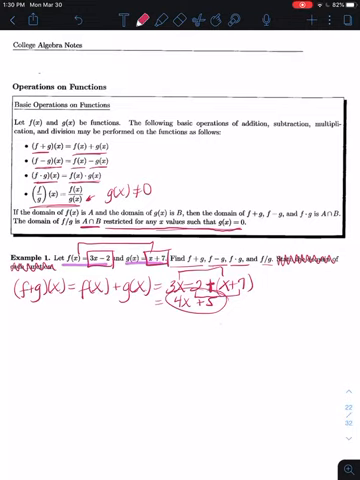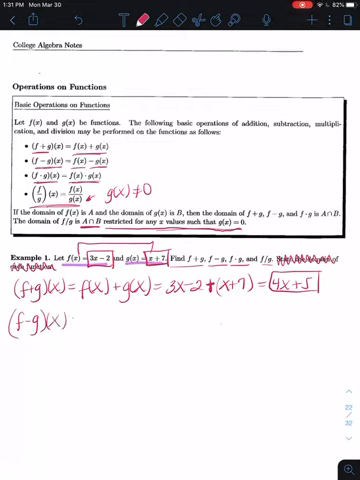Let me move this out of the way for space. So let's go off to the side. So again, this would be 4x plus 5. All right, (f − g)(x) is the same thing as f(x) minus g(x). Let me get some color coding going on here. Let me erase this stuff.